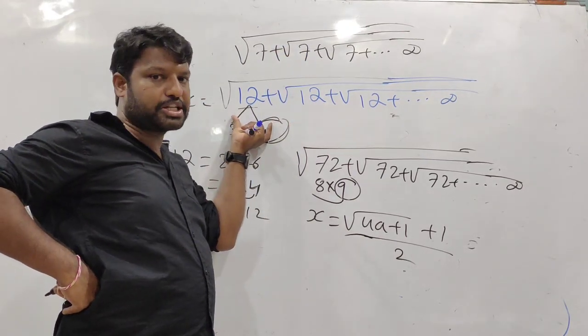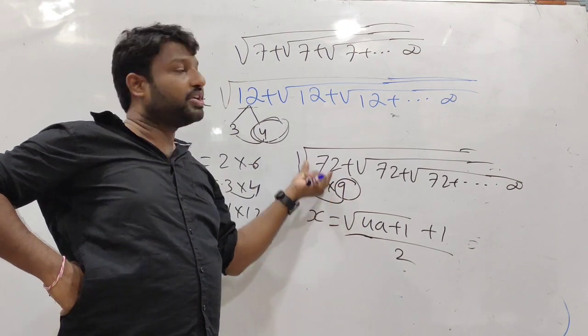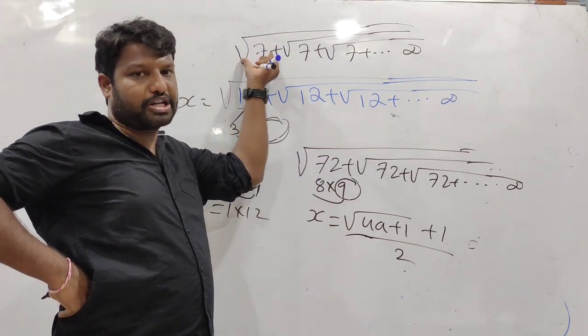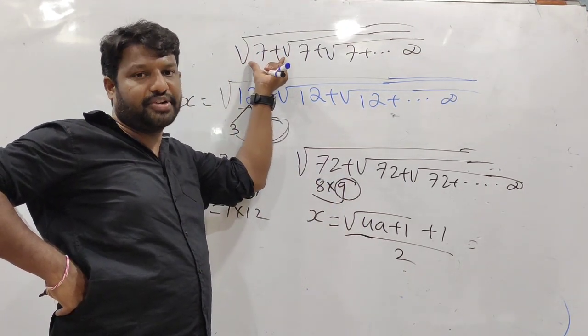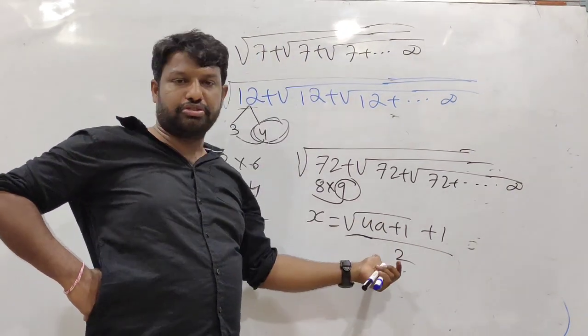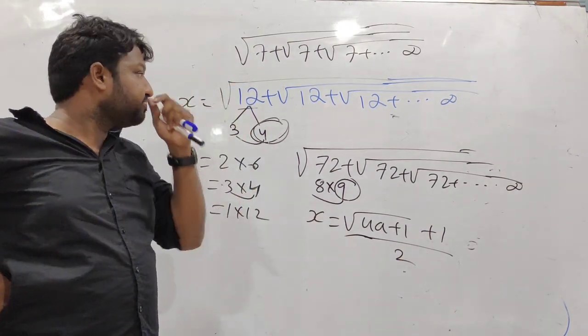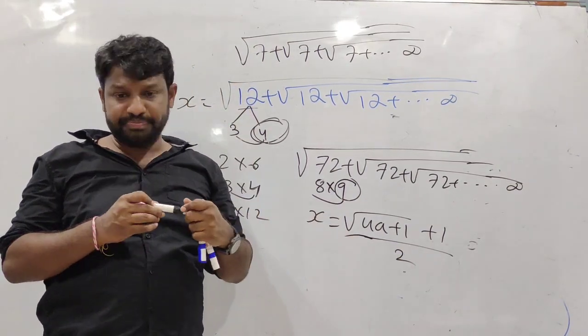If I can express this as a product of two terms whose difference is 1, I can write the answer directly. Here, however, I am not able to express it as a product of two terms whose difference is 1. Okay, if you cannot express it as a product of two terms, then you should use this formula (√(4a plus 1) plus 1) by 2. Okay? So next I will tell you one more problem.